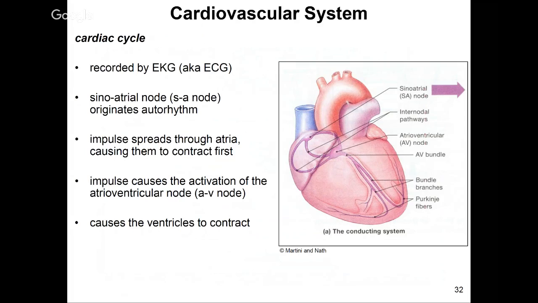And a brief overview. So there's a sinoatrial node. That's sort of like the brain. That's where the signal starts. That impulse spreads down those internodal pathways, I'm looking at the figure on the right, to the atrioventricular node, or AV node. From there, it travels down the AV bundle, and the bundle branches and then spreads. There's Purkinje fibers there, but it spreads to the rest of the heart.